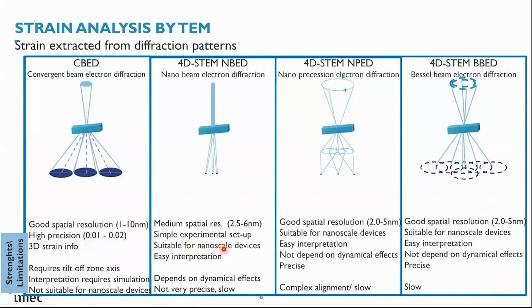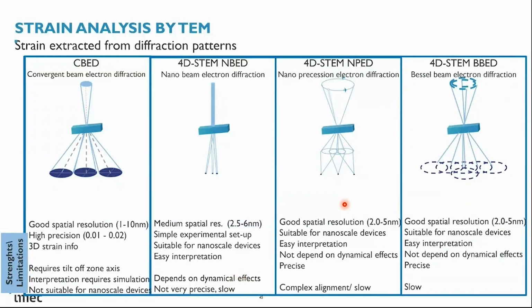We have a medium spatial resolution in nanobeam diffraction. It is a simple experimental setup and is still suitable for nanoscale devices and has easy interpretation. In terms of limitations, as I said before, the big limitations are the dynamical effects, and it's not very precise. It can be a slow technique depending on the detectors that we use.